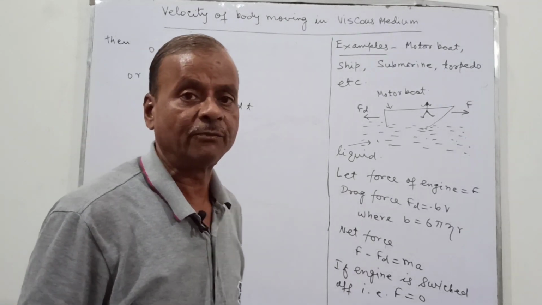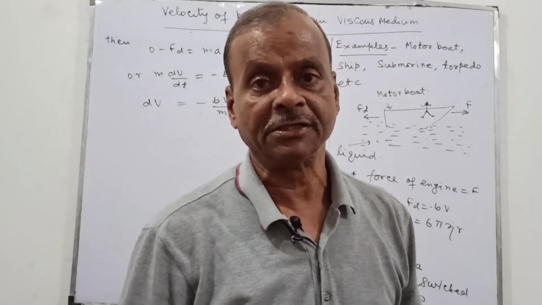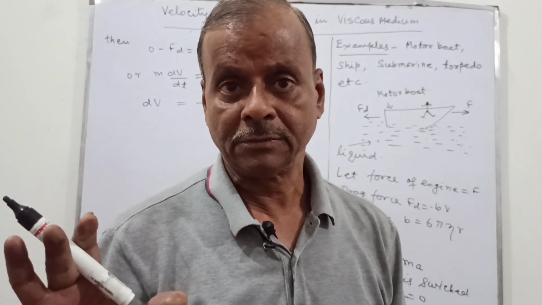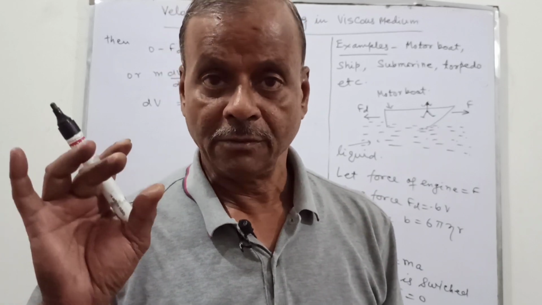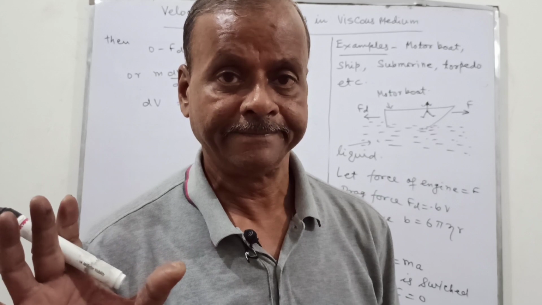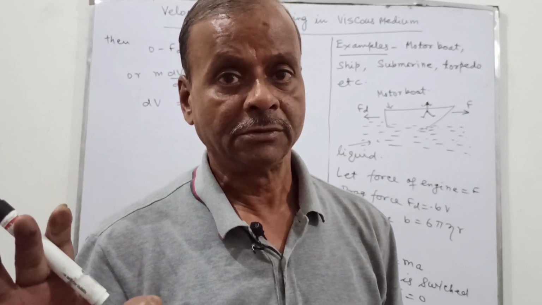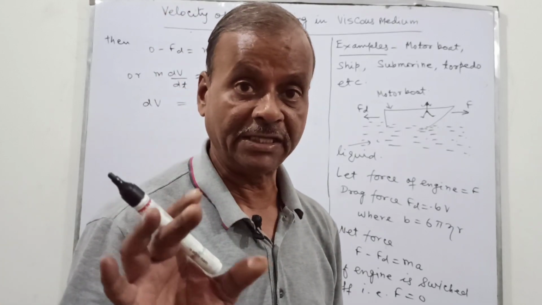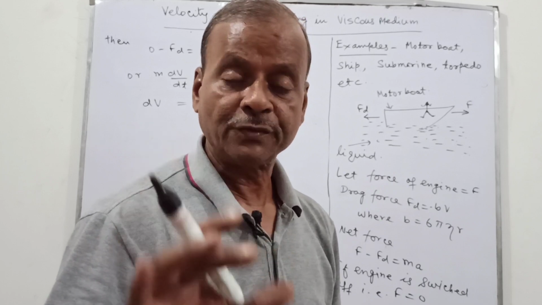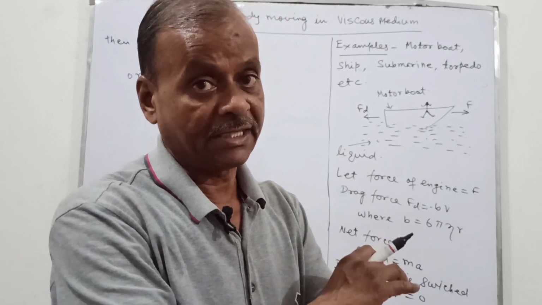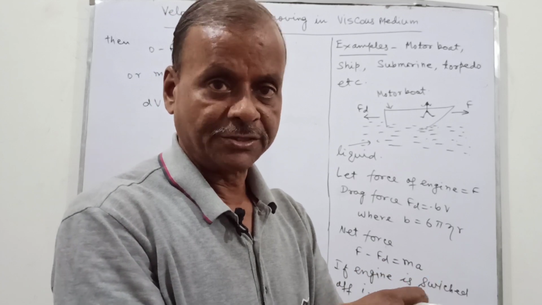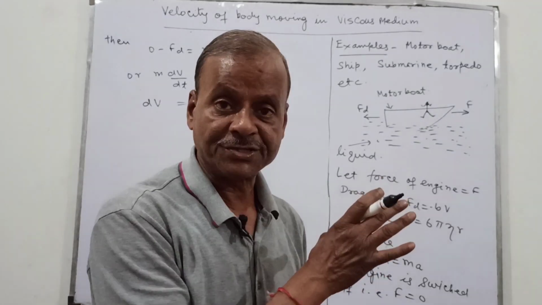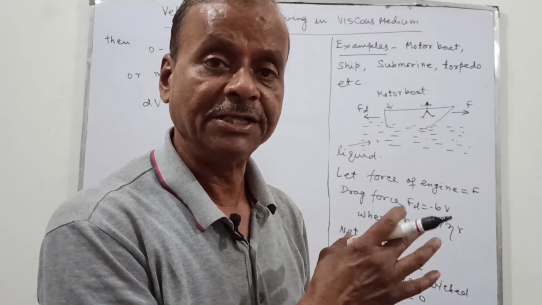So when the motorboat is being driven by the engine, its speed increases, and when the engine is stopped, the velocity of the motorboat decreases, and finally it comes to rest. So we have to find what will be the velocity of the object when the engine is switched off. Similarly, we will study the ship, submarine, etc. All these transport means are driven by means of the engine.